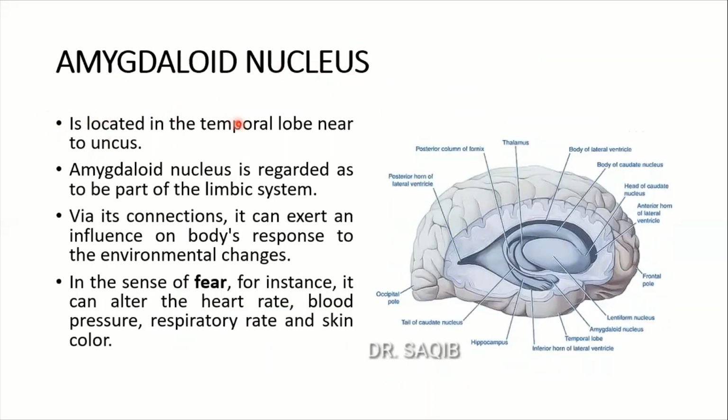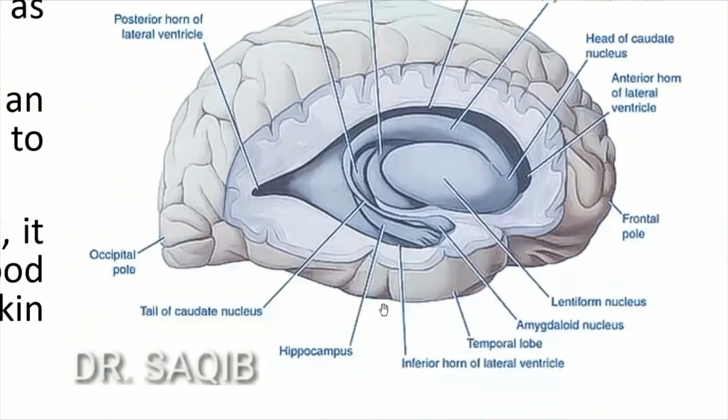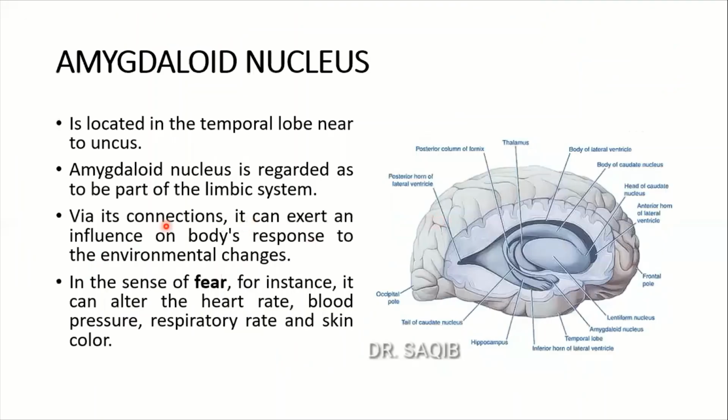Amygdaloid nucleus. It is located in the temporal lobe near the uncus. I told you already in the zoom in position. This is the amygdaloid nucleus. It is regarded as part of the limbic system, so the limbic system is also related with the basal nuclei or basal ganglia. Via its connections, it can exert an influence on the body's response to environmental changes, and a very important emotion, the sense of fear. For instance, it can alter the heart rate, blood pressure, respiratory rate, and skin color. So this amygdala is very important.